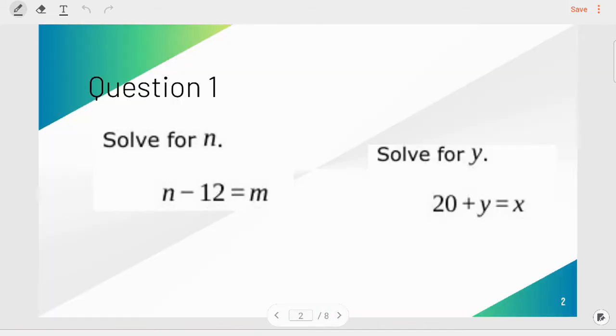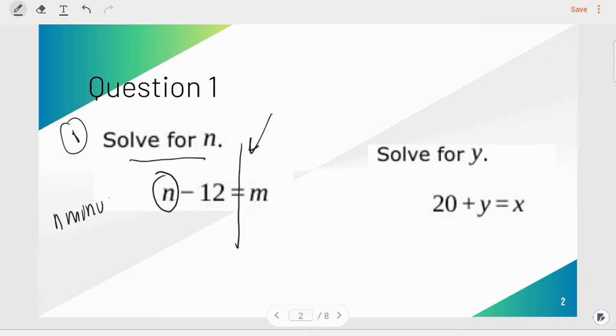Question number one. On question number one, you could have two different options. We're going to start with option number one. Solve for n. As I look at this problem, draw your line of balance, find n. It's on the left-hand side. If I'm solving for n, I need to isolate it. This says n minus 12. So how do I get rid of the minus 12? Because I just want n. I'm going to do the opposite, so plus 12. I make sure I do that on both sides, and I'm left with n is still there.